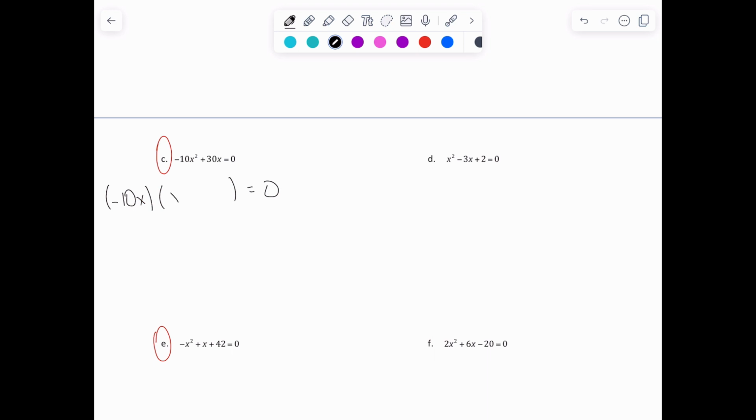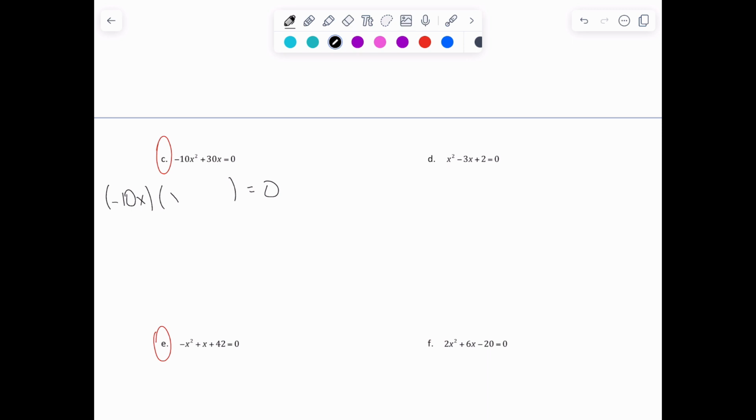Okay, now I'm going to solve each one of these and see what my zeros are. I'm going to set this equal to 0, and I'm going to set this equal to 0. So here I'm going to divide by negative 10. I'm just going to get x equals 0. And for this one, I'm going to get x equals negative 3 because I'm going to subtract 3 on both sides.